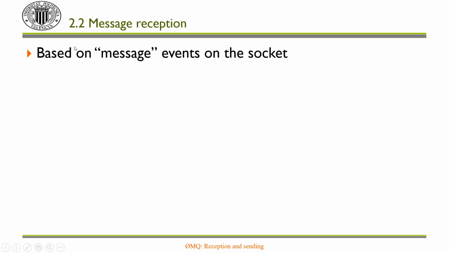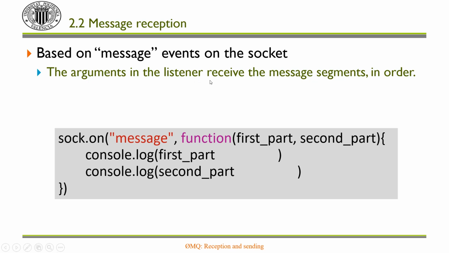In regard to message reception, messages are received using message events on the socket. The arguments in the listener receive the message segments in the specified order. So here in this example, we are listening for message events, and to this end, the listener function identifies two formal parameters that correspond to the first segment and the second segment, respectively. In the body of this listener, we are trying to show those segments on the screen. To this end, we are passing the corresponding arguments to the console log operation.